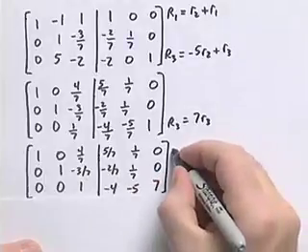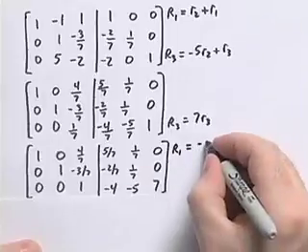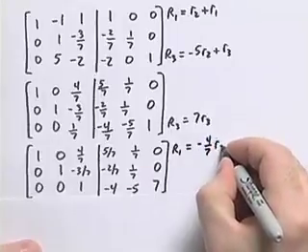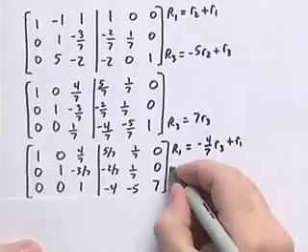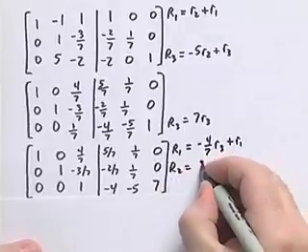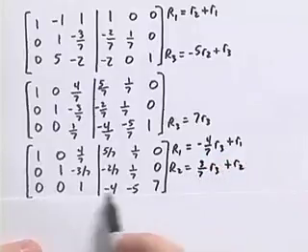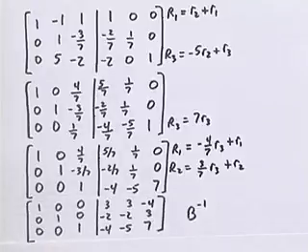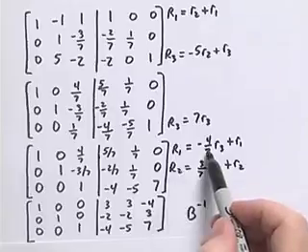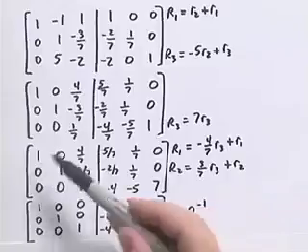To do that, our new row 1 is going to equal negative 4/7 times row 3 plus row 1. Our new row 2 will be 3/7 times row 3 plus row 2. We're not changing our third row, so we're just going to rewrite that. Notice our third row is the same. To get our new row 1, we multiply the third row by negative 4/7, add it to row 1.